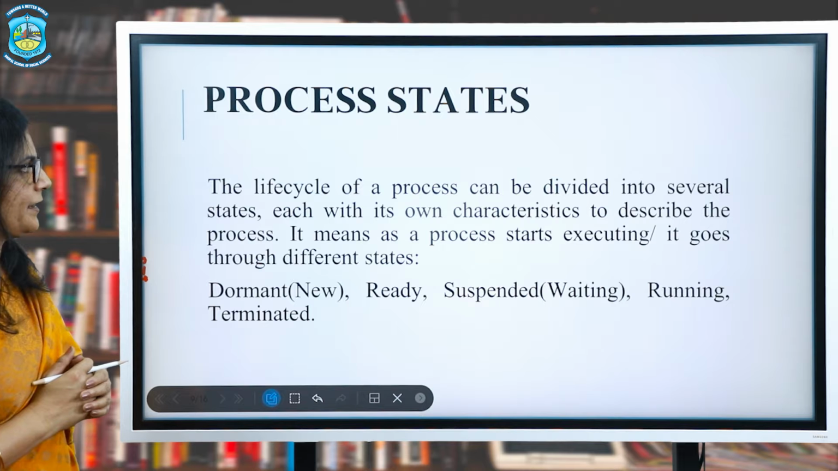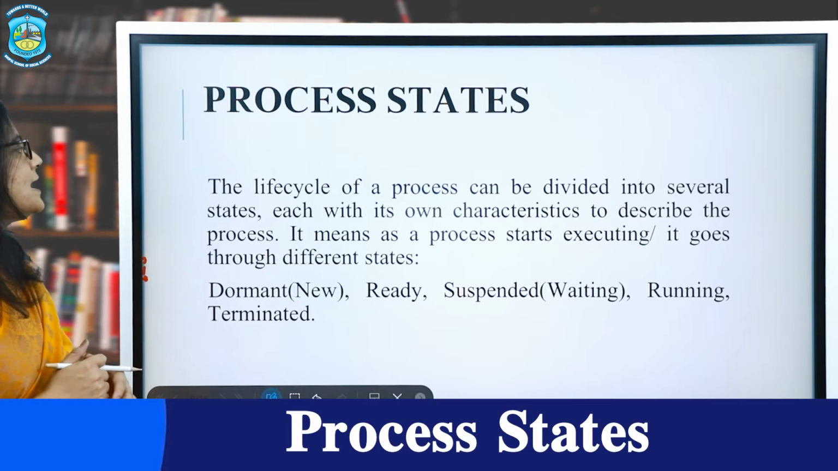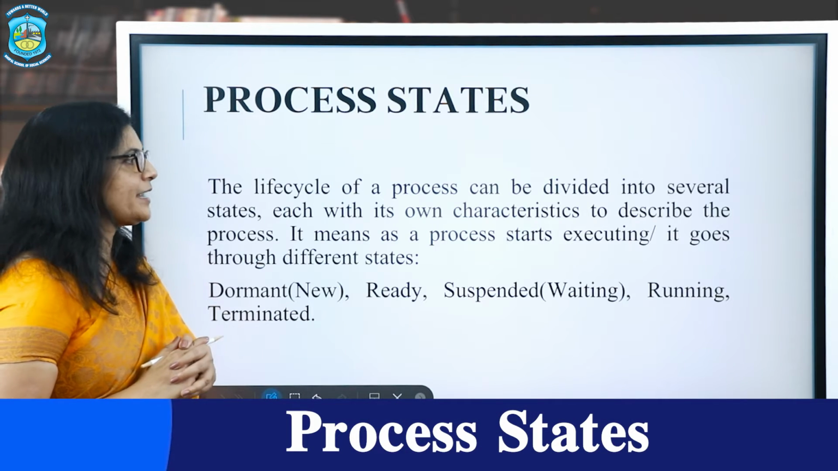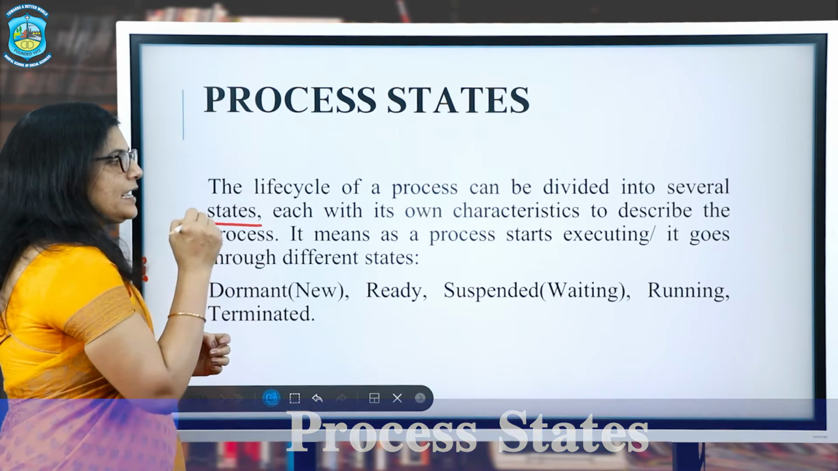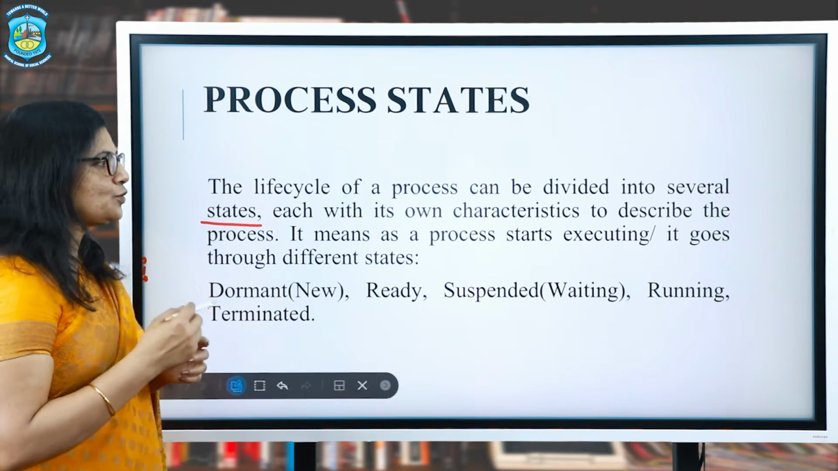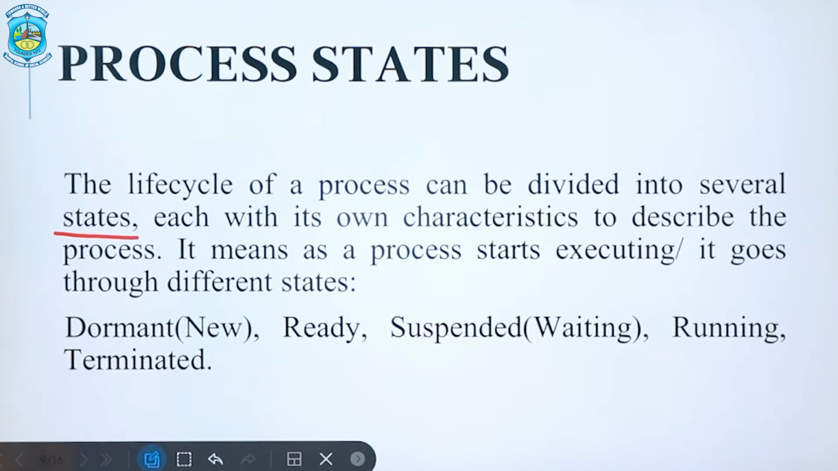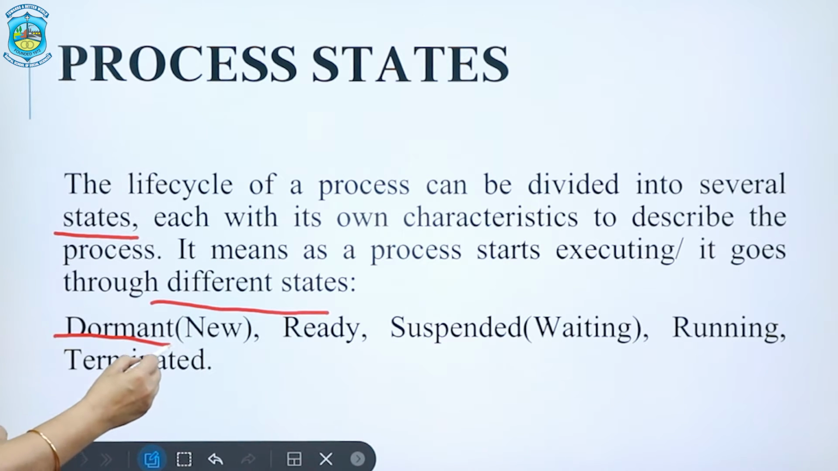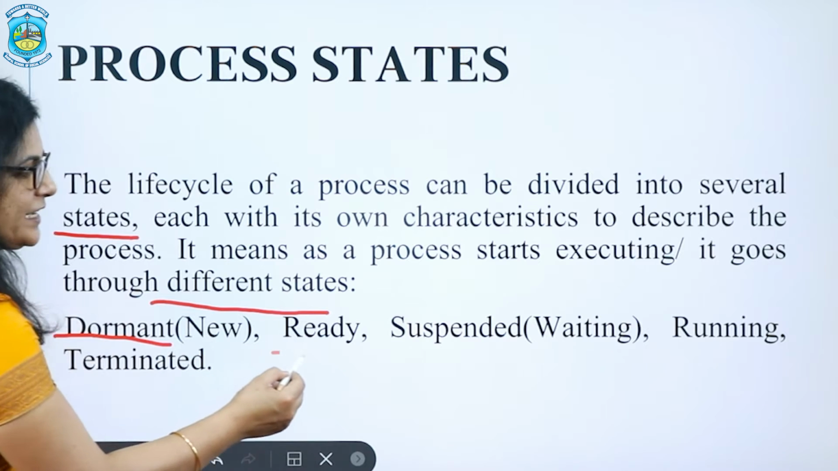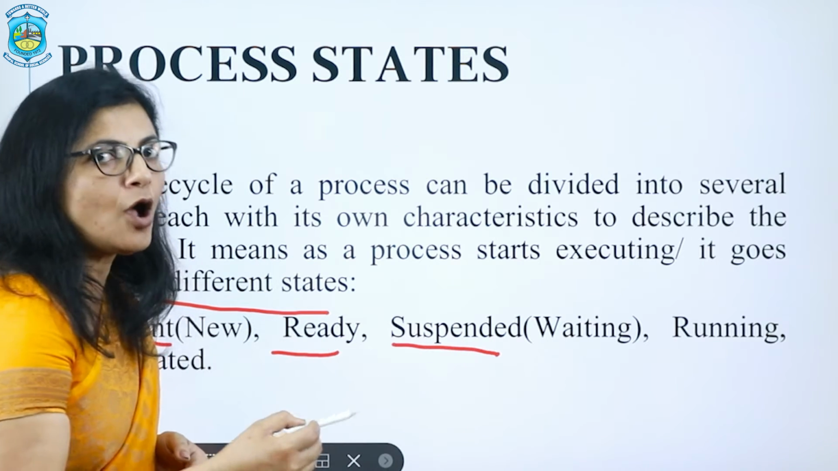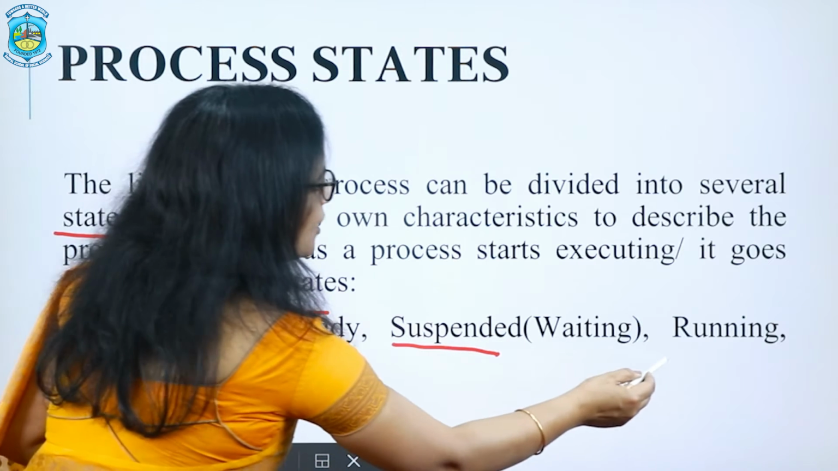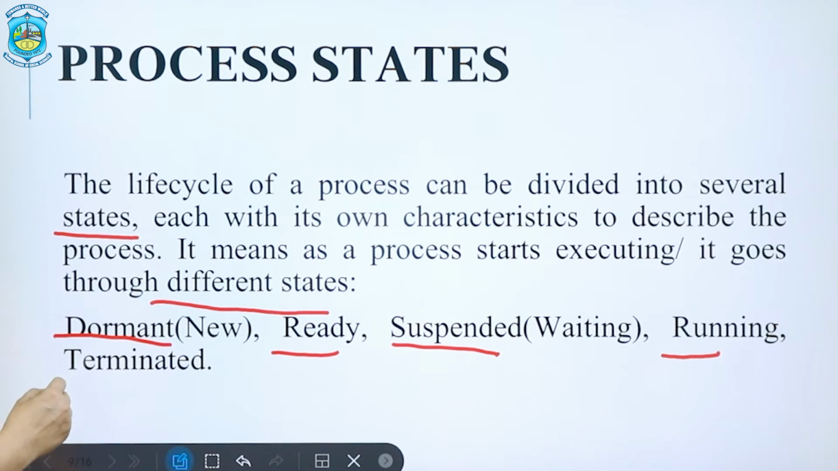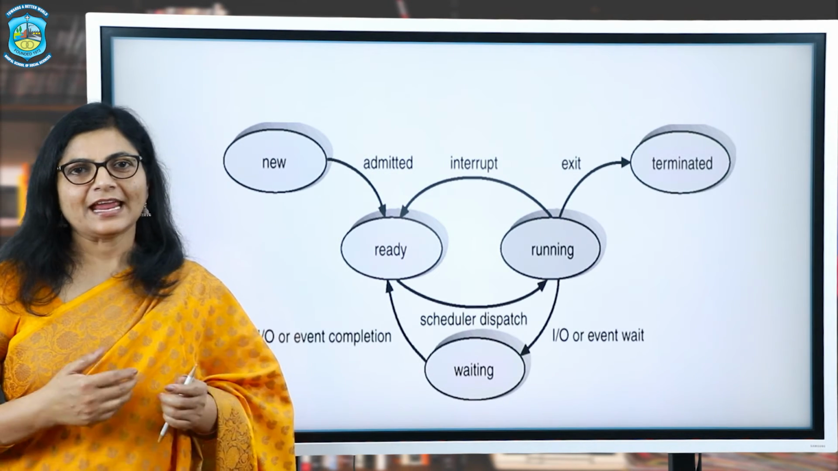Now moving on to the next topic, that is process states. The life cycle of a process can be divided into several states, each with its own characteristics to describe the process. It means as a process starts executing, it goes through different states, that is the dormant state, which is also known as new, the ready state, the suspended or waiting or blocked state, the running or executing state, and finally the terminated state. Now let us learn each state in detail.